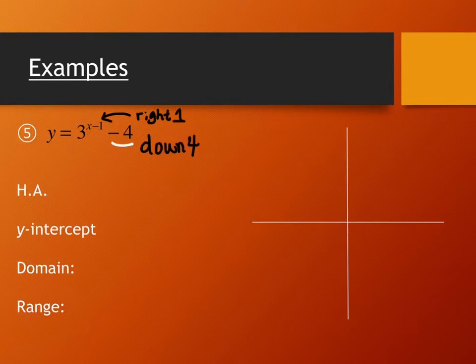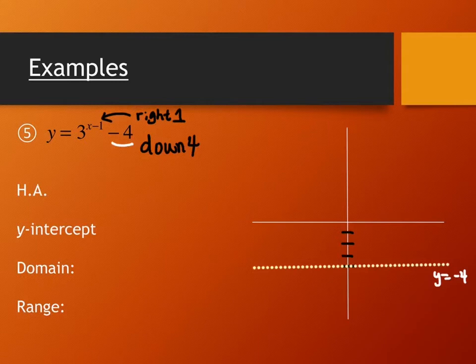Okay, so let's go back down over here and think about what happens. The original graph has a horizontal asymptote at the y-axis, and we're going to shift that down 4. So if I move that down 4, I've got 1, 2, 3, and 4. So instead of being on the y-axis, I'm going to be right here with my horizontal asymptote. There we go. And so this is y equals -4.